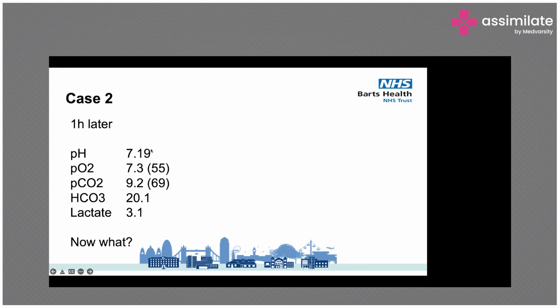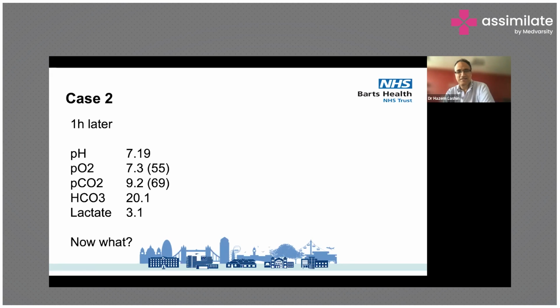So after 1 hour, when we enter, we see the findings. So what next? NIV? Okay. Start on NIV support. Any more suggestions? Okay, so NIV with high PEEP, steroids. Okay, thank you for the suggestions.